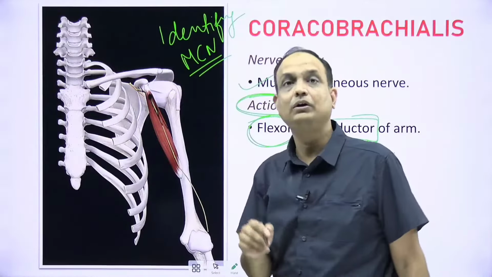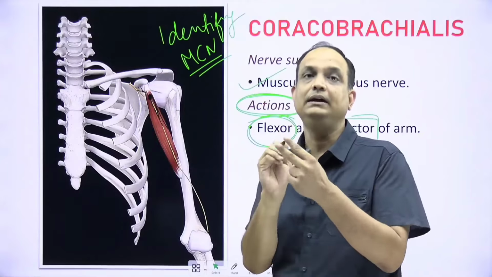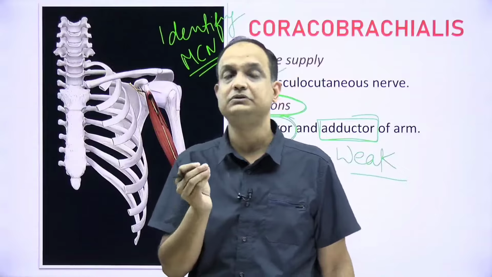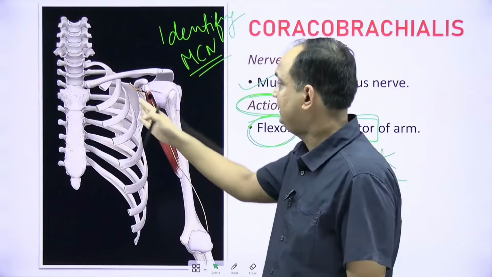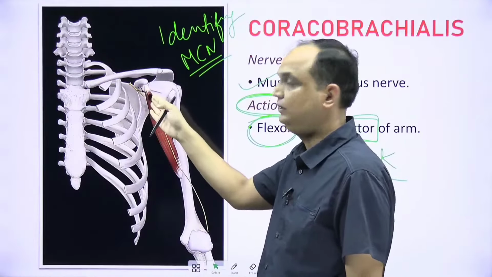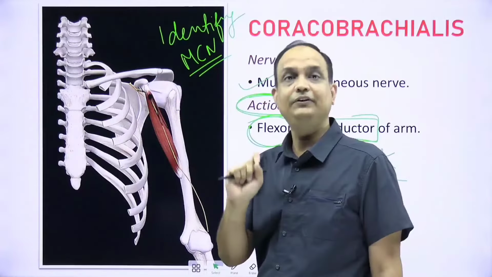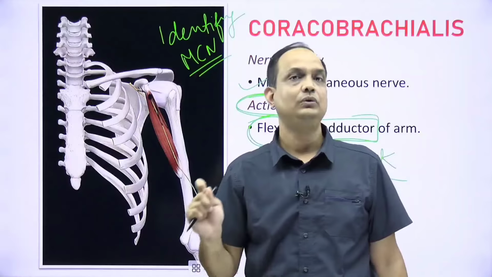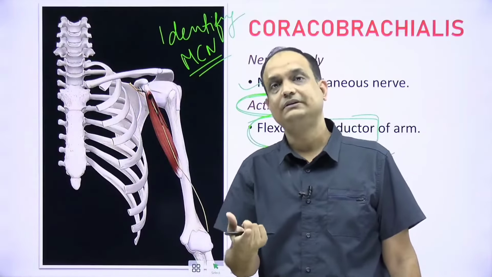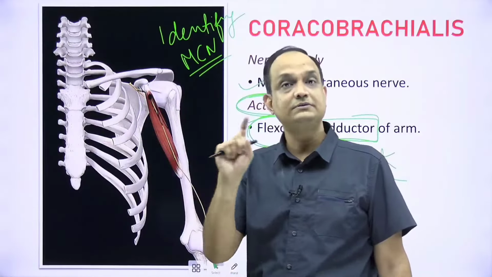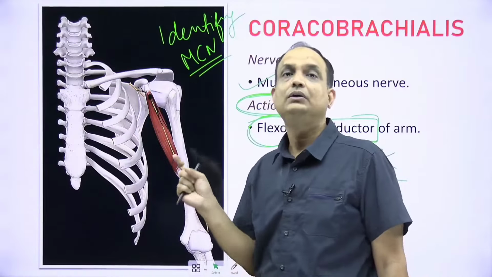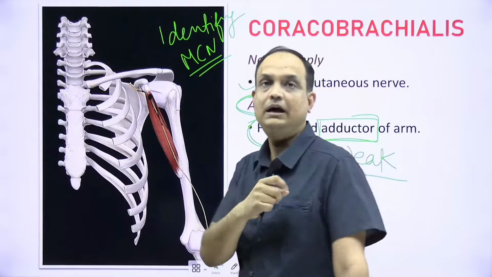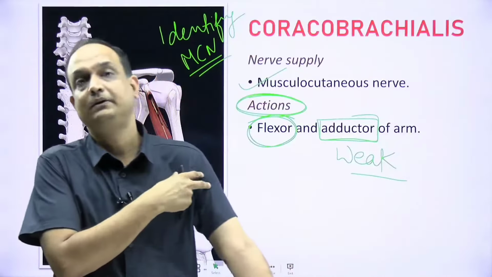That means the coracobrachialis is pierced by the musculocutaneous. So, if you have to identify the musculocutaneous, you have to trace it a little bit in the downward course, and if it is piercing a muscle, it has to be the musculocutaneous nerve. Vice versa, if a muscle is pierced by the nerve, then it has to be the coracobrachialis in the upper part of the arm.